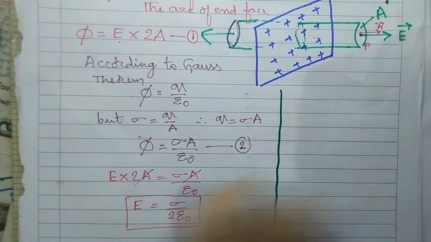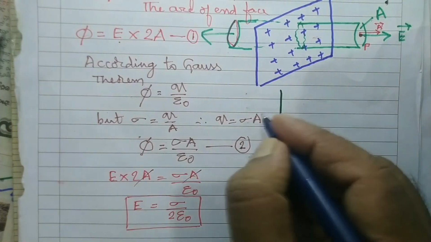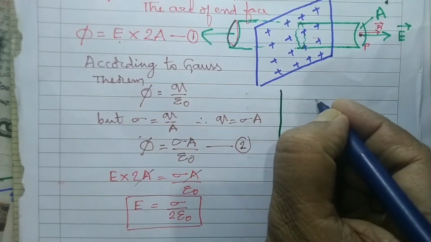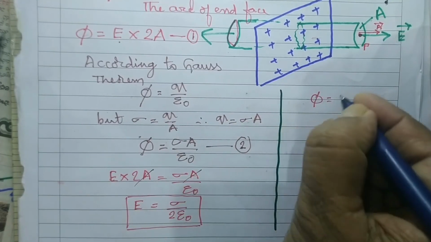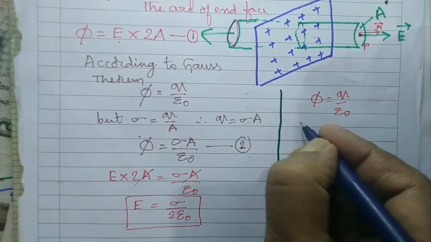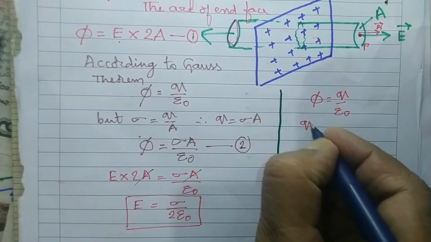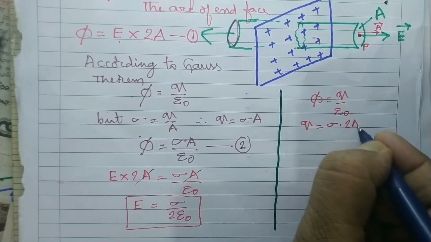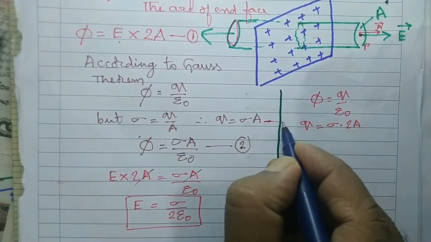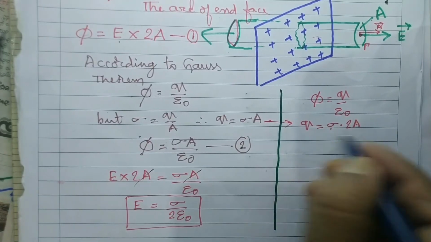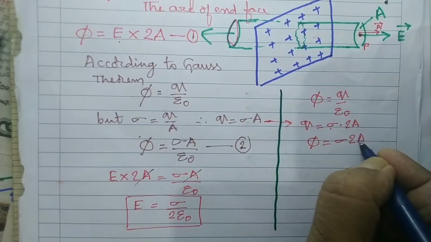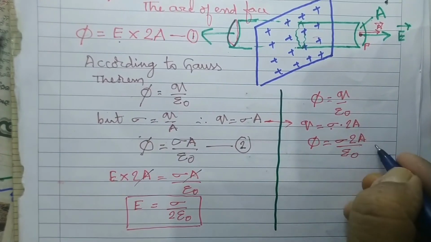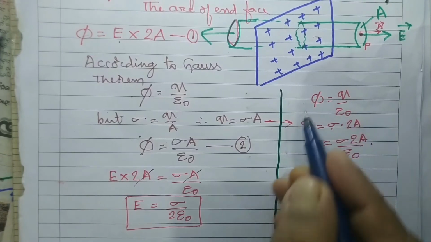So then what happens? This second equation will change. Phi is equal to q by epsilon 0 as usual. And this q is equal to sigma into 2a, it will become. Now q is sigma into 2a, so phi will become sigma into 2a by epsilon 0. This will become the second equation for that special case.